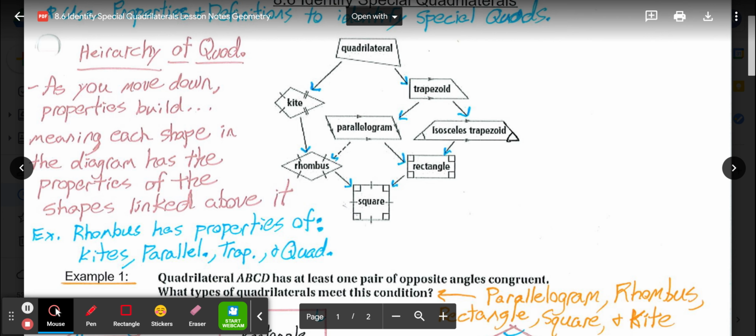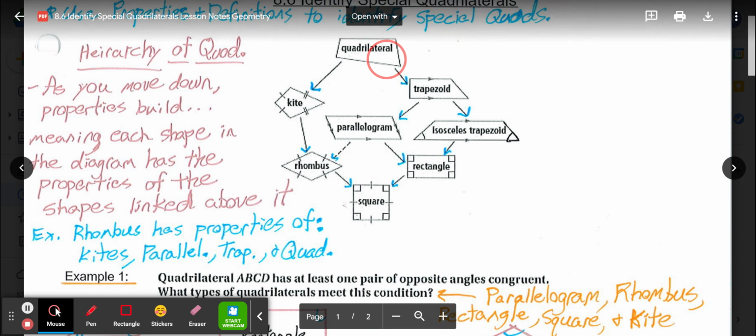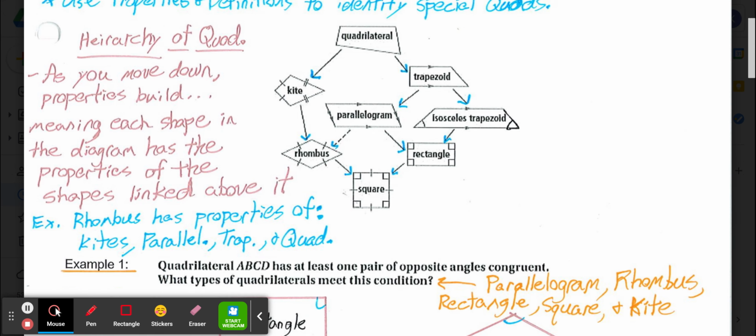So looking at the hierarchy, if we're calling a shape a rectangle, that means that shape is also a special type of isosceles trapezoid, a special type of parallelogram, a special type of trapezoid, and a special type of quadrilateral. But we simply then call it a rectangle.